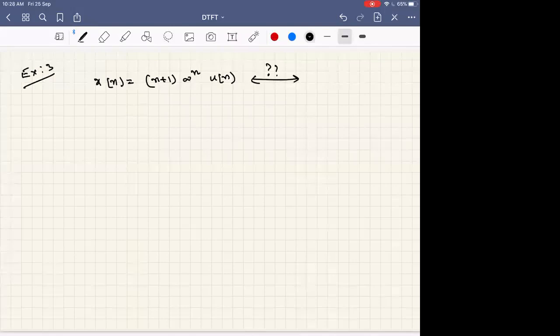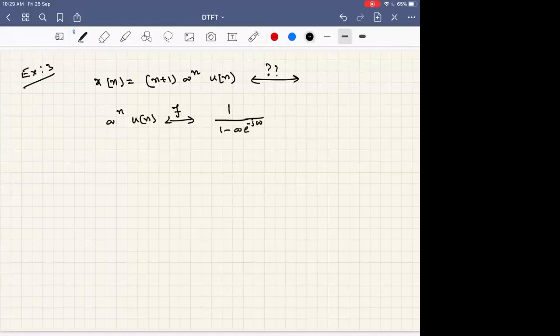I request another army official to tell where I should start. Which one do I have in my hand and where should I start? We'll start with a power n u of n. I know its discrete time Fourier transform; even if I write F, consider it is the discrete time Fourier transform only. It is 1 by 1 minus a e raised to power minus j omega.